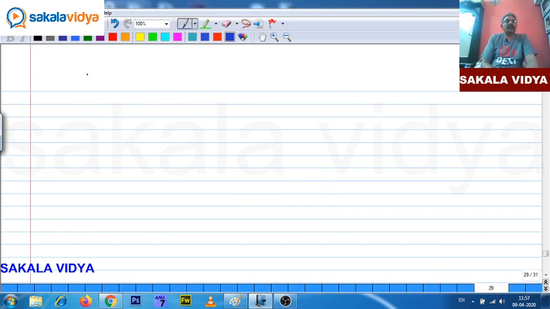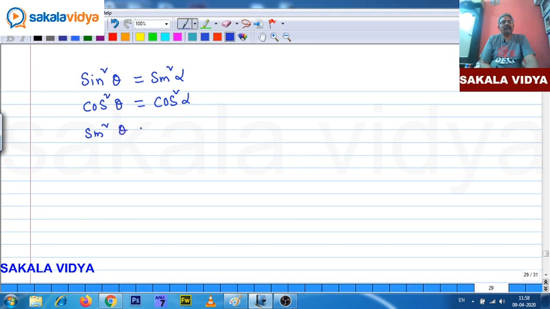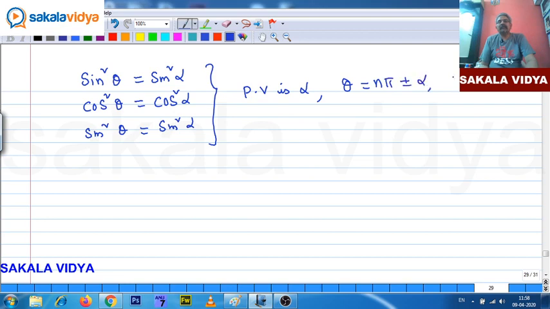Important thing, for example, sin square theta is equal to sin square alpha, cos square theta is equal to cos square alpha, tan square theta is equal to tan square alpha. So in all cases the principal value is alpha, then the general solution theta is equal to, we can write, n pi plus or minus alpha, where n belongs to Z. So this we need to remember.